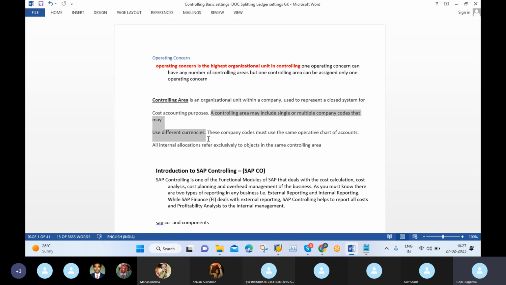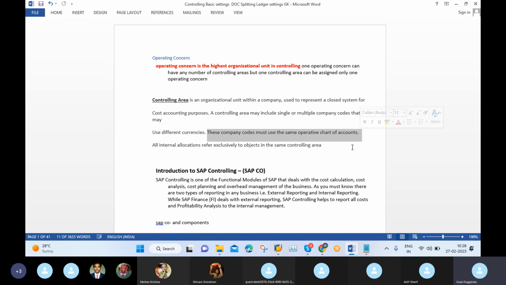Okay, next. These company codes must use the same operative chart of accounts. This is very, very important. One controlling area you can assign n number of company codes, but all those company codes use one operative chart of accounts, not chart of accounts, operative chart of accounts.